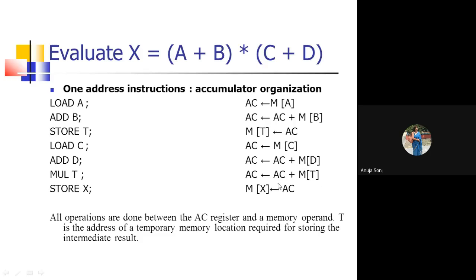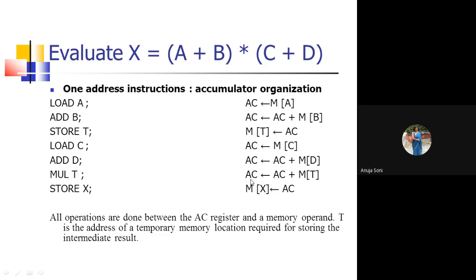And what does AC consist of at present? It consists of the previously added value, that means C plus D. Now the operands retrieved from these locations are added in AC and multiplied with M of T, and M of T consists of A plus B. So ultimately the result will be stored back to AC. And at this moment, the result is being stored in the accumulator register.